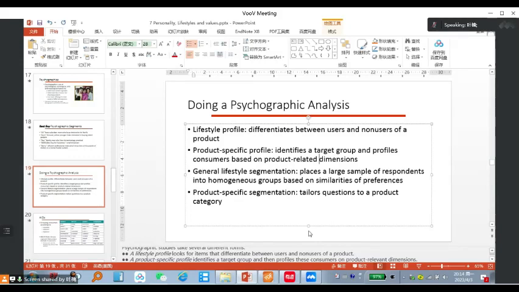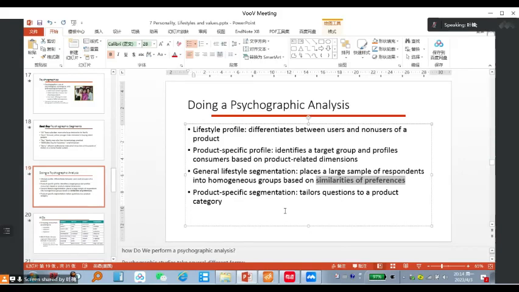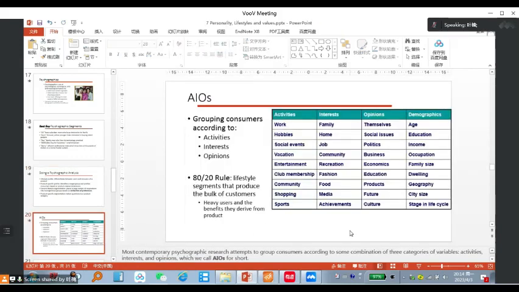General lifestyle segmentation places a large sample of respondents into homogeneous groups based on similarities of preferences. Product-specific segmentation tailors questions to a product category. And there are many approaches. Most popular is AIO, which means activities, interests, and opinions. Marketers can group consumers according to these three aspects. And lifestyle segments produce the bulk of customers, heavy users, and the benefits they derive from the product.